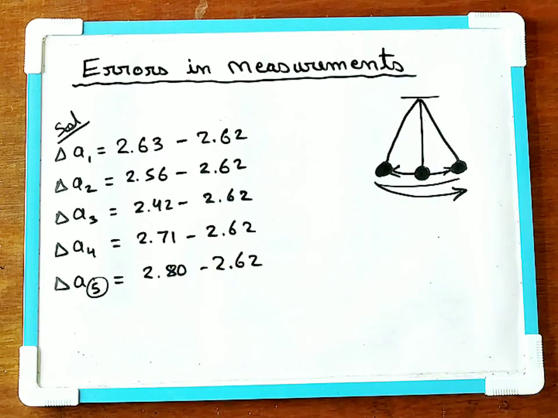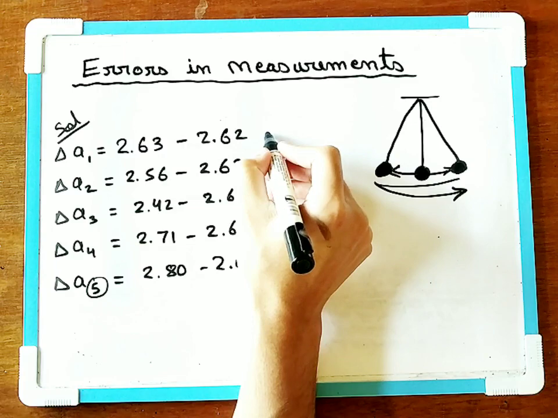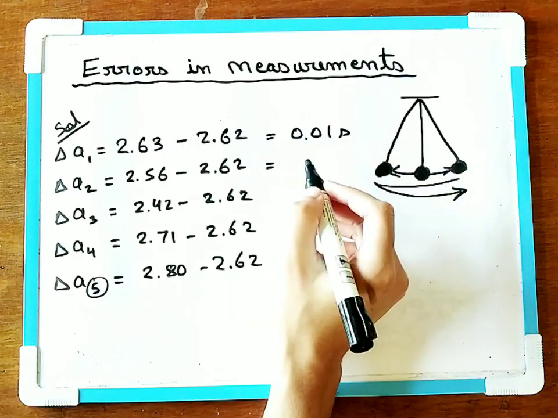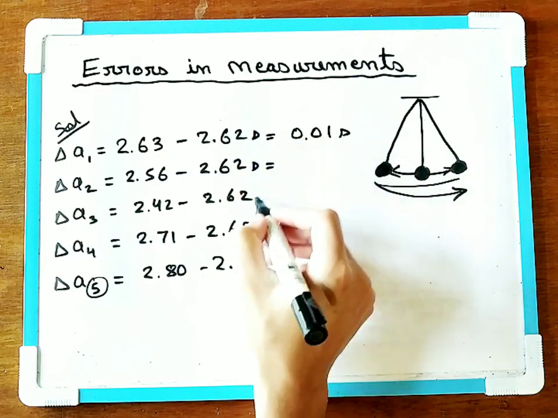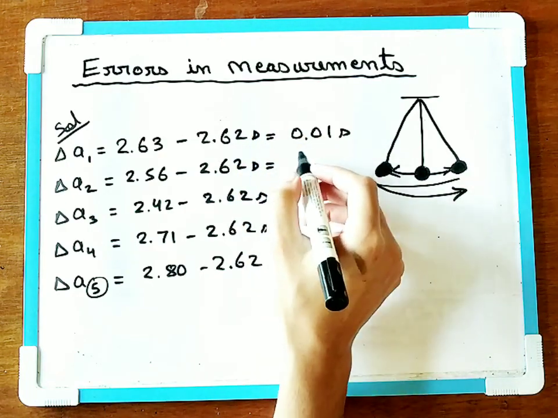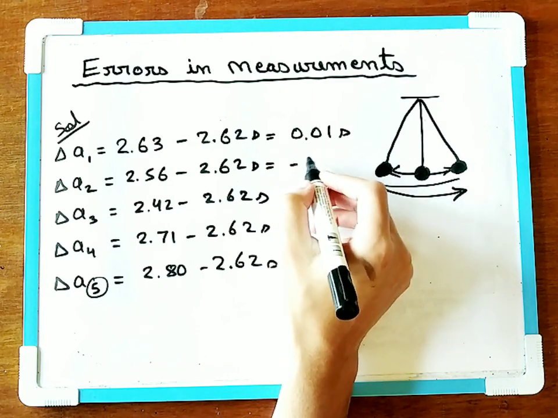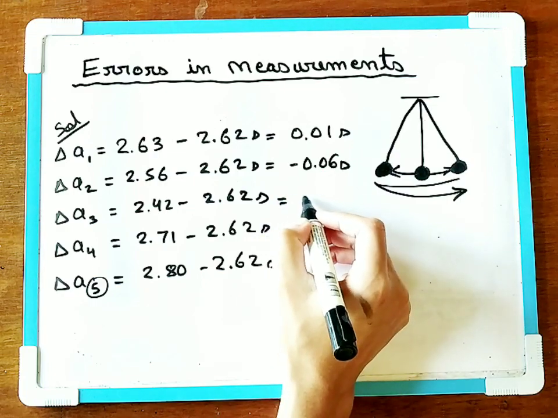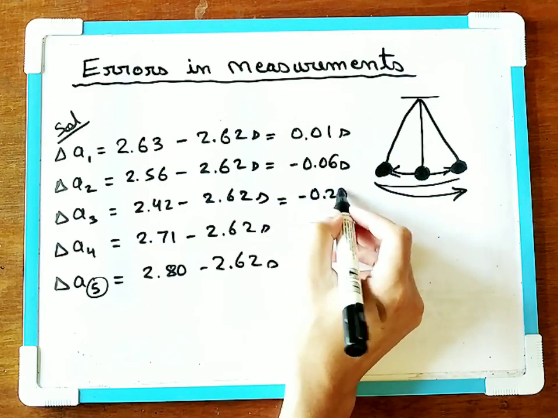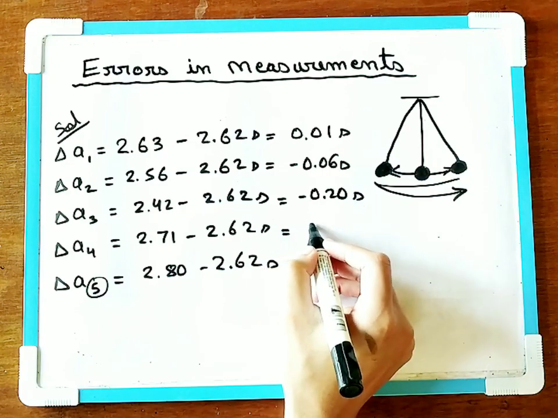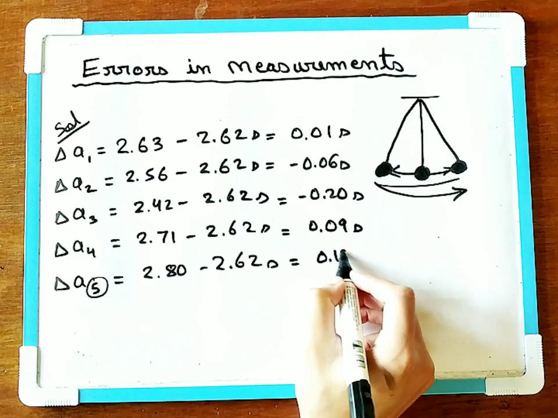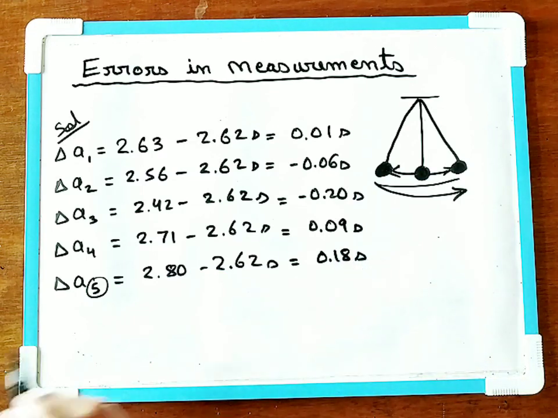Now we take the difference, and here it comes out to be 0.01 seconds. Here it comes out to be minus 0.06 seconds, and here it comes out to be minus 0.20 seconds, and here it comes out to be 0.09 seconds, and here it comes out to be 0.18 seconds. Now this is the difference. Now what's the absolute error?